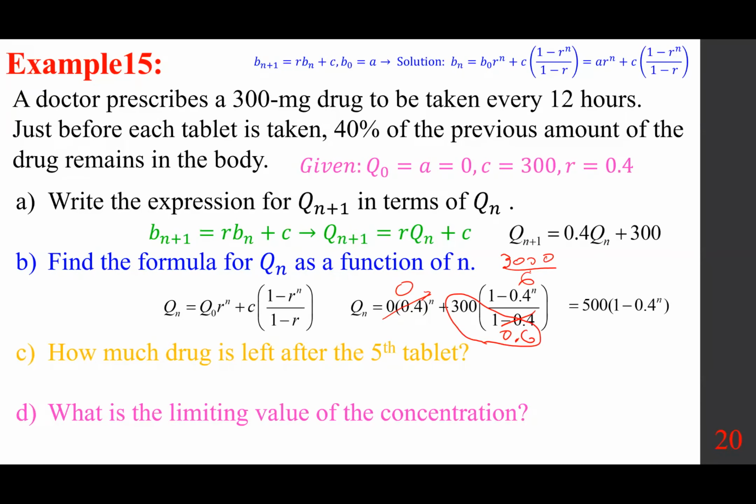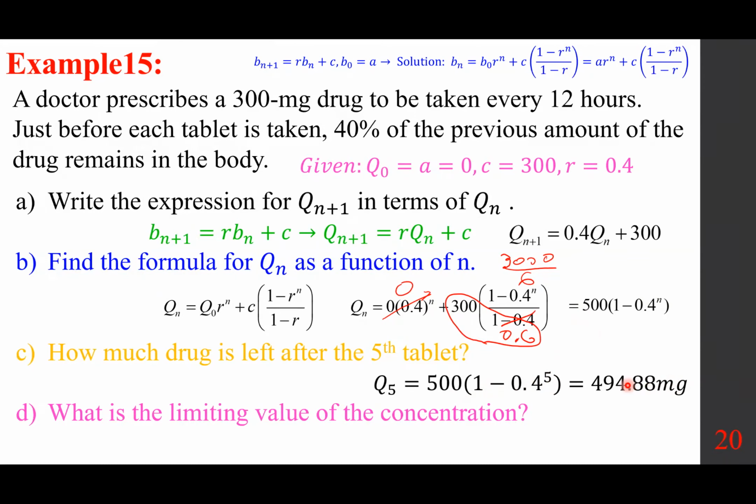How much drug is left after the 5th tablet? If you recall when we did in the beginning, right here, they would have asked us, we would make up a table 1, 2, 3, and we come up with this answer. Since we have come this far, all we have to do, replace the n with number 5. So 500 times 1 minus 0.4 to the power of 5. We calculate this, we multiply it by 500, and we write the units, always units, 494.88 milligrams after the fifth one.